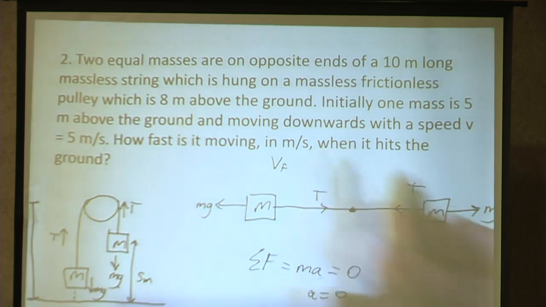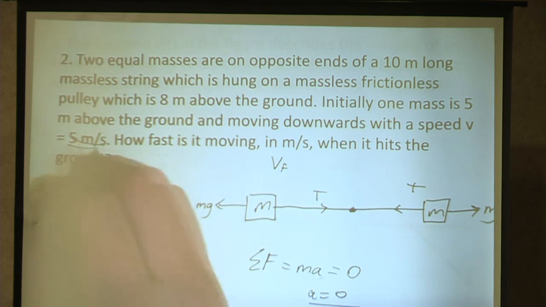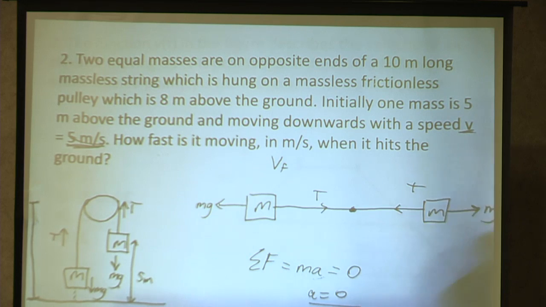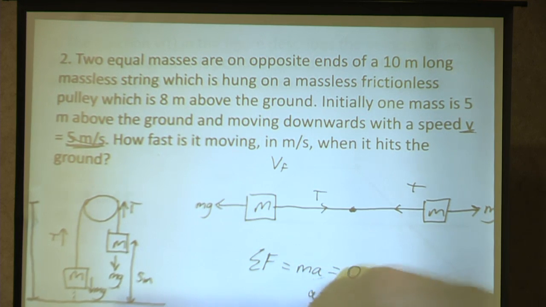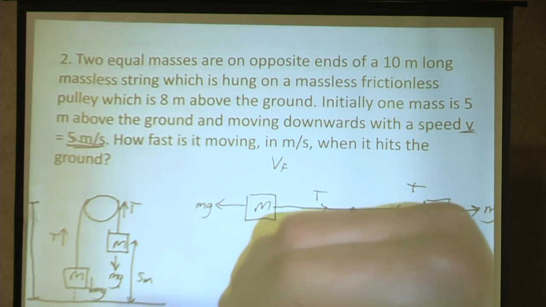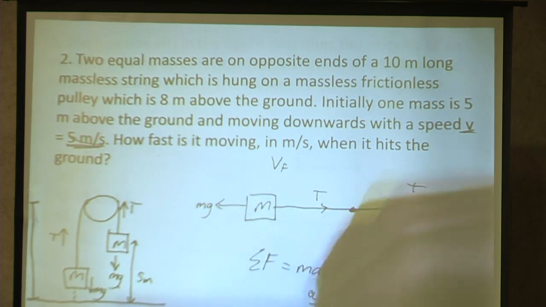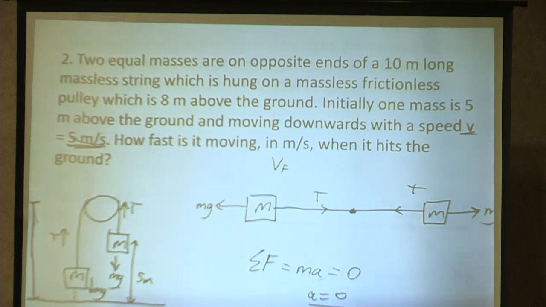Because it was at one point moving with a speed of 5 meters per second, that means it's also going to end that way. So the initial velocity is 5 meters per second, which means the final velocity is 5 meters per second. And I'll just write out: when a equals 0, the change in velocity over the change in time equals 0. So this is our final answer, 5 meters per second.